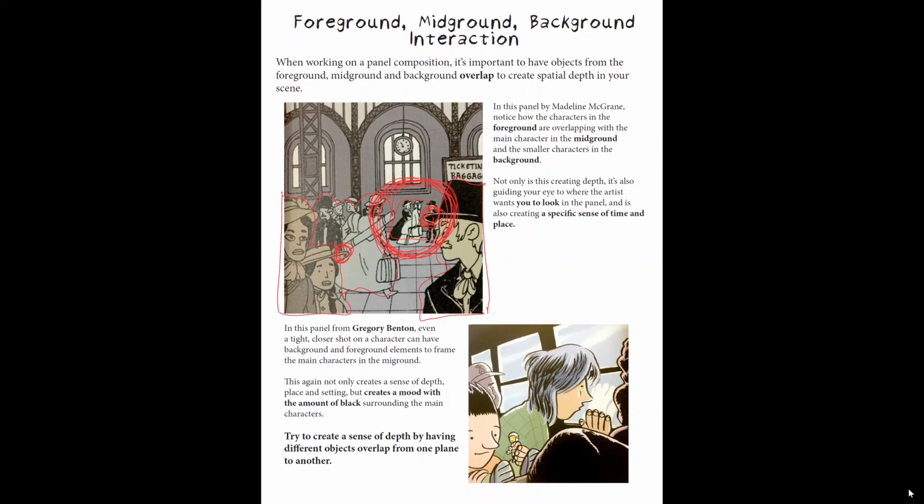And so here's a close-up shot by Gregory Benton, but you see all this overlap, this foreground here, and the characters are in the midground, and they're overlapping these background elements here. It's still a tight shot, and there's a lot of black around them to frame them. So it also gives you a sense of mood. There's all this darkness in this van or bus that they're in, and then the outside is very bright, and it's shining in on this main character, and that really sets up the scene.